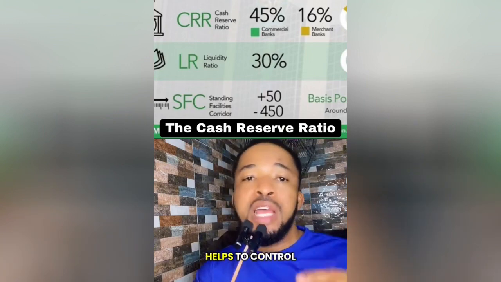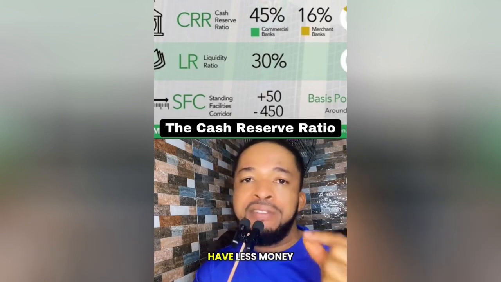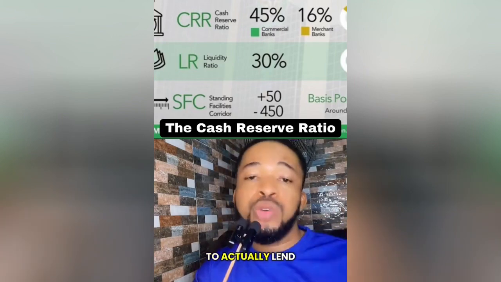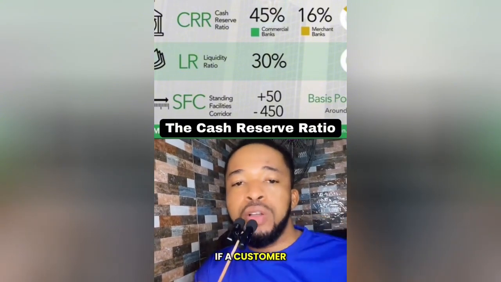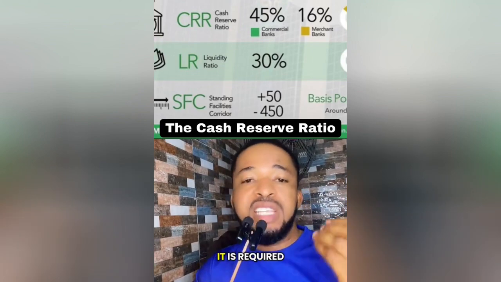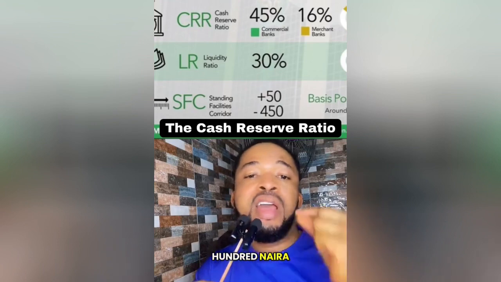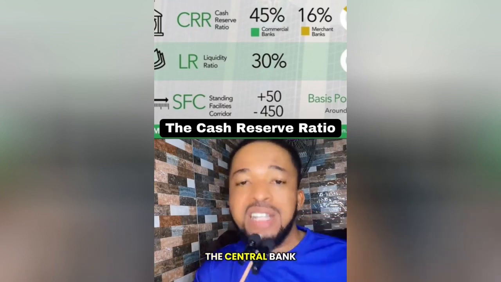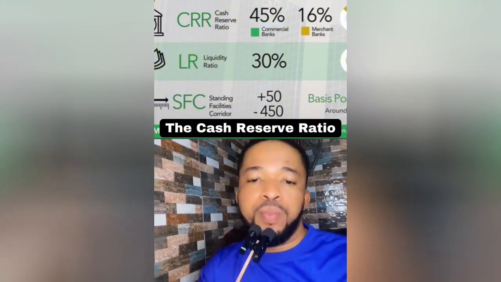And this actually helps to control inflation, but it also means that banks have less money to actually lend to customers. So for instance, if a customer brings 100 naira into the bank as deposit, it is required that 45 naira out of that 100 naira has to be kept with the central bank as cash reserve ratio.